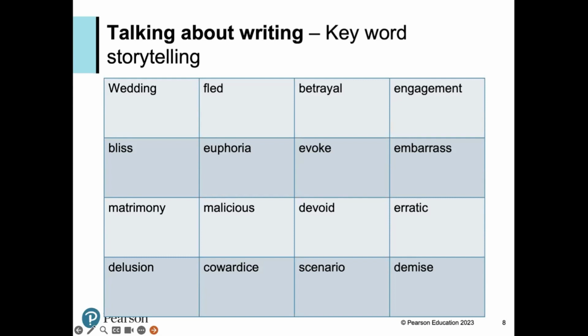So number one would use the word wedding. So it might be, it was the wedding of my dreams, I'd planned it for years. And then the next person has to use the word fled, and might say, all was brilliant, all was going well until he fled. And then the next person has betrayal and says, it was the greatest betrayal I've ever known. Then the next person has engagement, and so on.